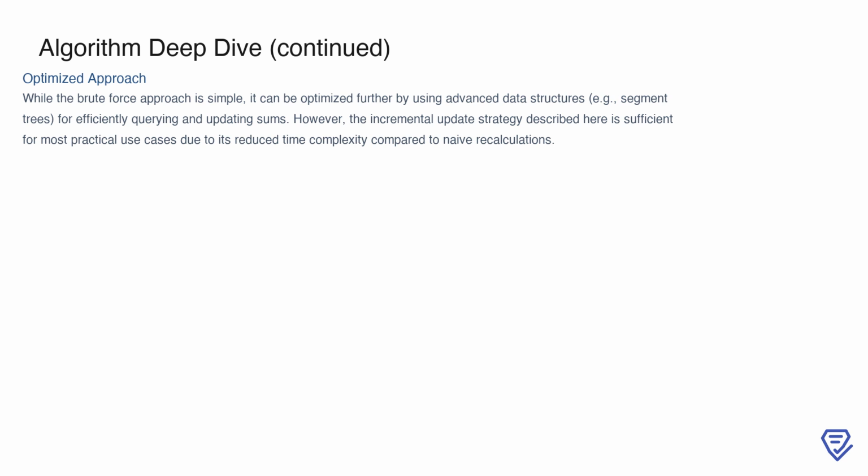While the brute force approach provides a clear solution, it's worth mentioning that it can be further optimized in scenarios requiring advanced efficiency. For example, advanced data structures like segment trees can be used to handle some queries and updates more efficiently. However, for most practical use cases, the incremental update strategy we discussed is sufficient. It reduces the time complexity compared to naive recalculations while maintaining clarity and simplicity in implementation. This balance between efficiency and simplicity makes it a robust choice for solving the problem in typical scenarios.